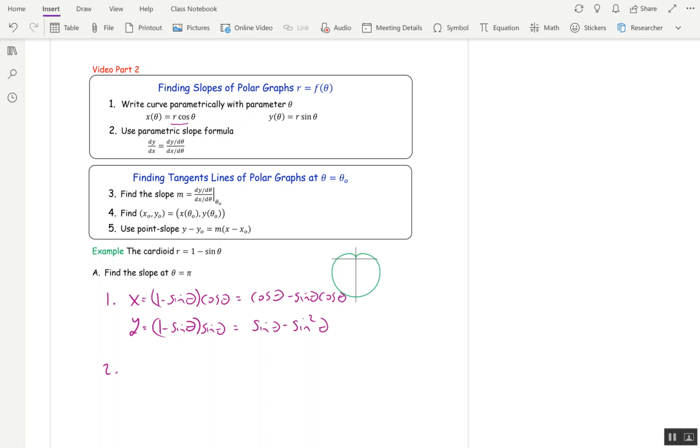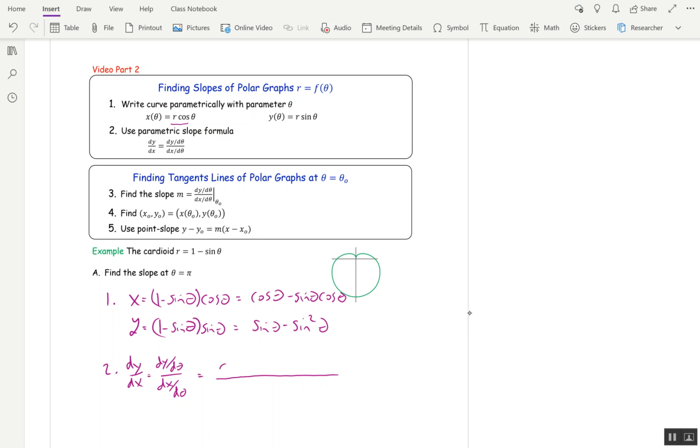Okay, step 2. Use the parametric slope formula. dy/dx is dy d theta over dx d theta. It's really common to switch them by mistake and end up putting dx d theta on top. I do it too. I think it's just because x comes before y, but if you're getting your slopes wrong, maybe you have them upside down. So dy d theta, these will always require the product rule, by the way, because of the nature of x and y.